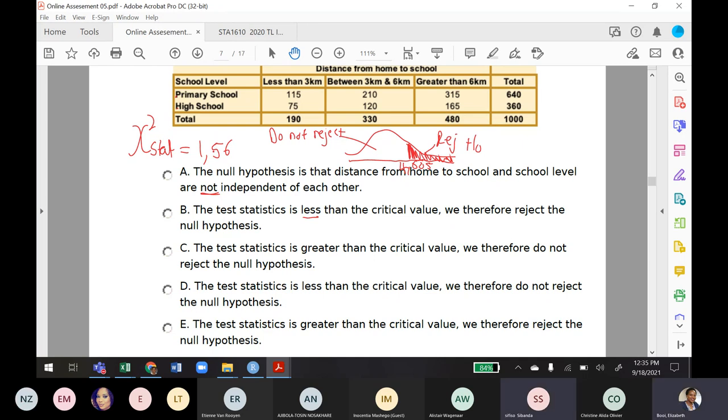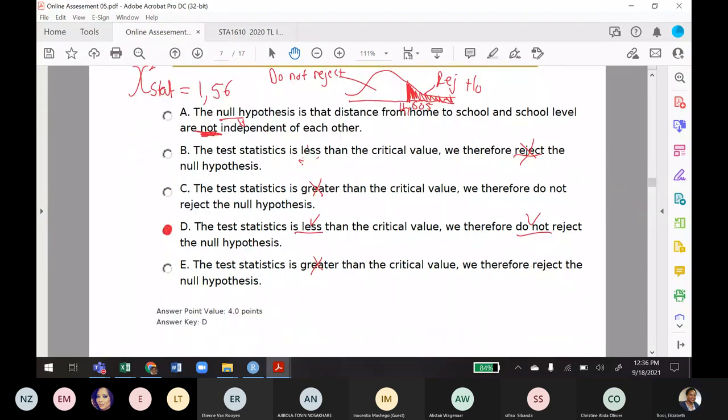D. D is the only correct answer because D says the test statistic is less than the critical value, because our critical value is 4,605 and our test statistic is 1,56, and then we say we do not reject the null hypothesis. B said less, but we reject, so that part will not be correct. And A says it's not independent, but the null hypothesis is independent. C, the test statistic is greater, therefore it's wrong. And E, the test statistic is greater, therefore it's wrong. The only one is D: it's less, correct, and we do not reject, correct. D is the answer.